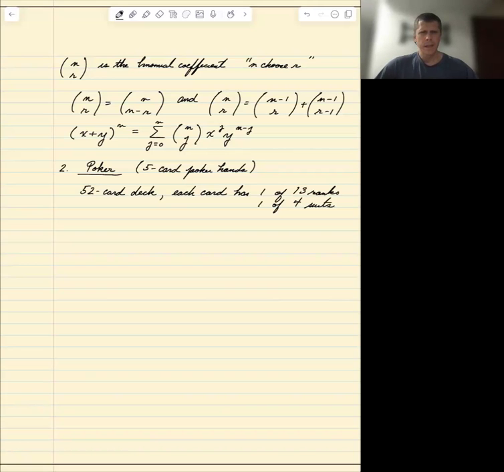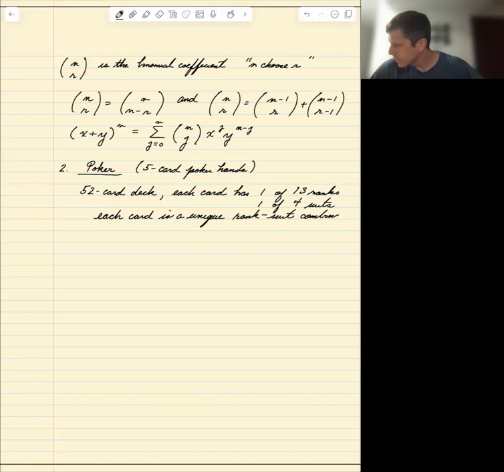And each card is a unique rank-suit combination. So there are 13 ranks times 4 suits. 13 times 4 is 52.